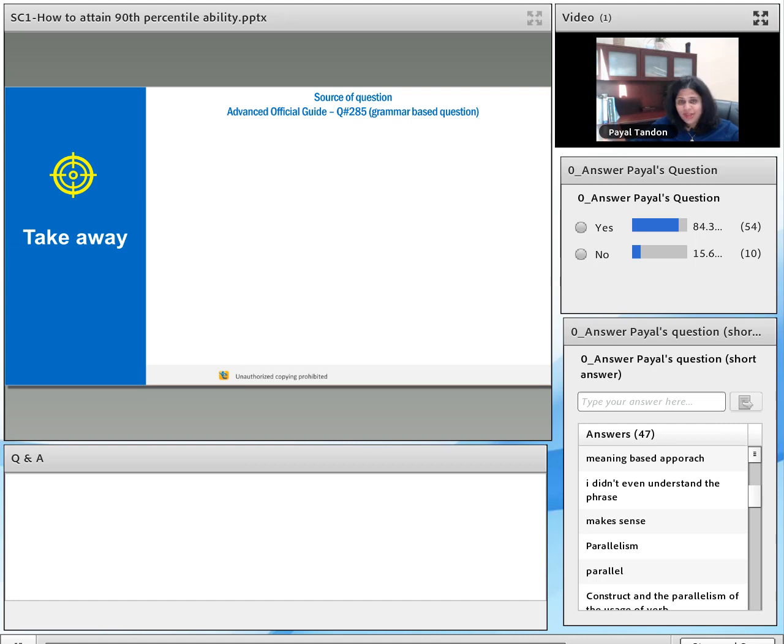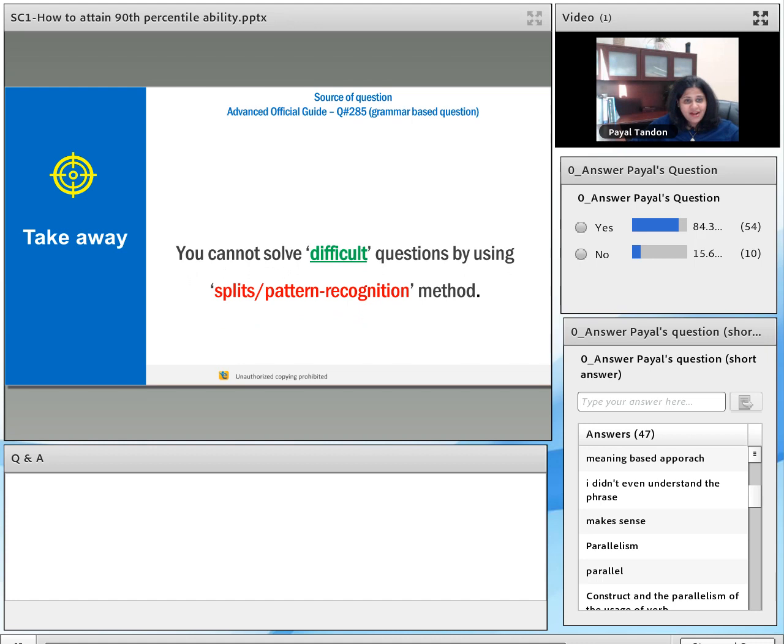So we are not even talking about meaning-based questions just yet. Okay, this is categorized as grammar-based question. Okay, and the key thing is you cannot solve difficult questions. This is a 700 level question by simply using splits or pattern recognition method. The method that seemed very, I won't say logical, but you're doing it in a step-by-step manner.